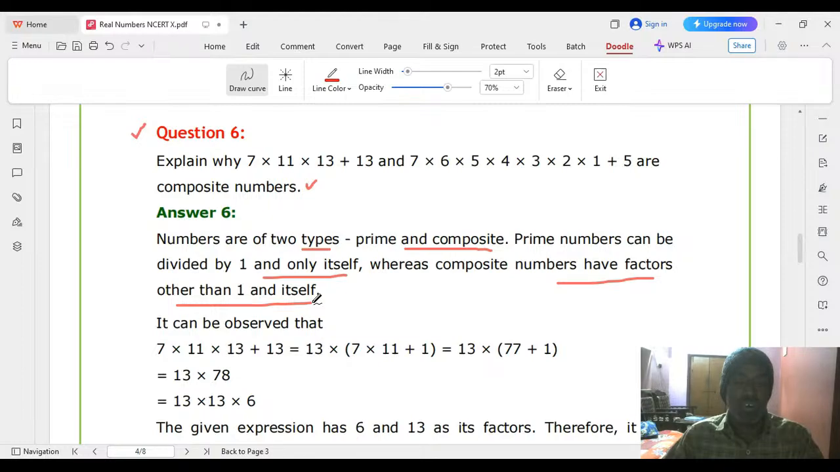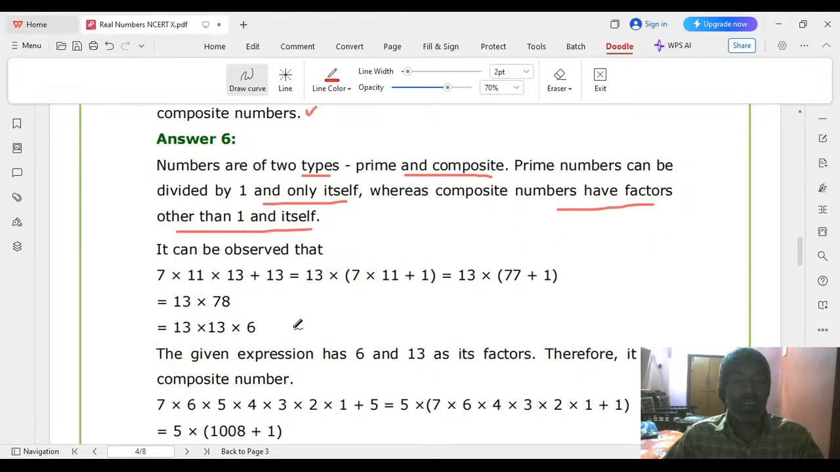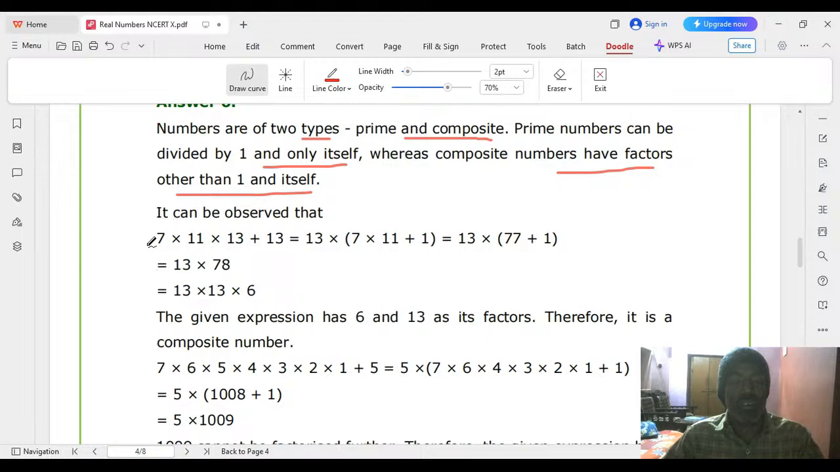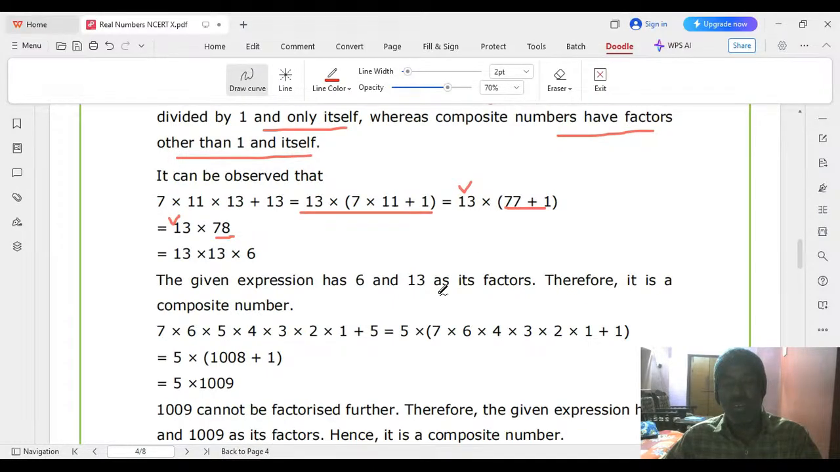It can be observed that 7 × 11 × 13 + 13. We take 13 as common, then 13 × (7 × 11 + 1). So we get 13 × 78. 13 is a prime number, but 78 is not a prime number. So the given expression has 13 and 78 as its factors. Therefore, it is a composite number.